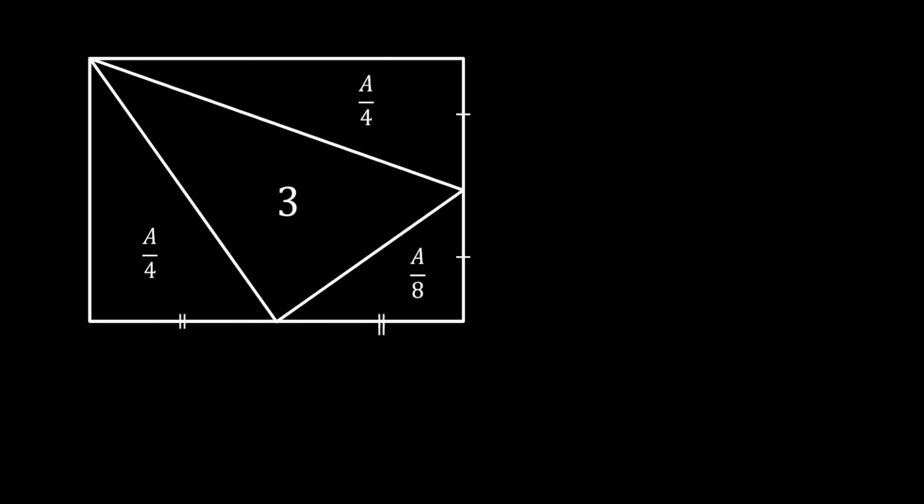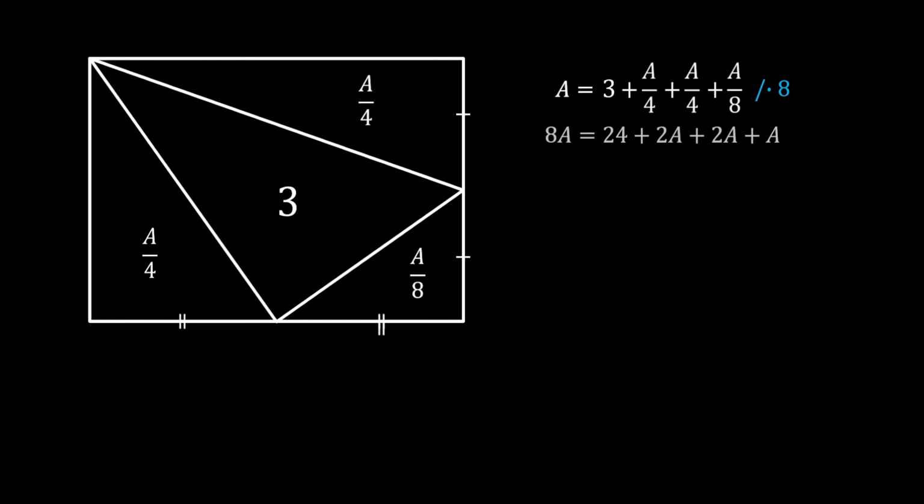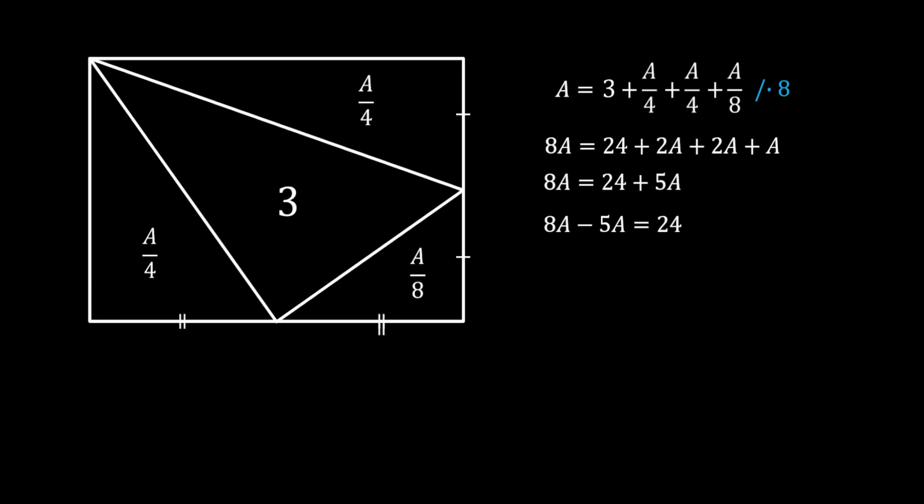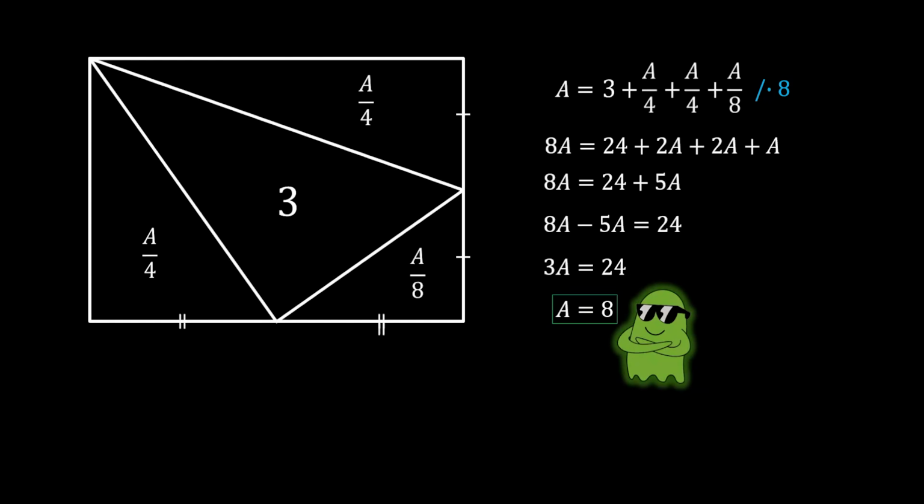Now you can see that we can actually write the area of the entire rectangle, a, as the sum of the areas of 3, a/4, a/4, and a/8. Now we can just multiply everything by 8 to get rid of the fractions, we can simplify the common terms and put all our unknown terms on the left. And therefore we will get that 3a equals 24, which means that the area of the entire rectangle equals 8, and this is our solution.